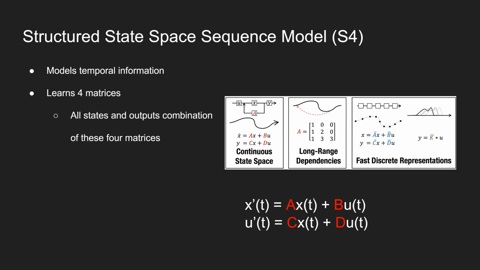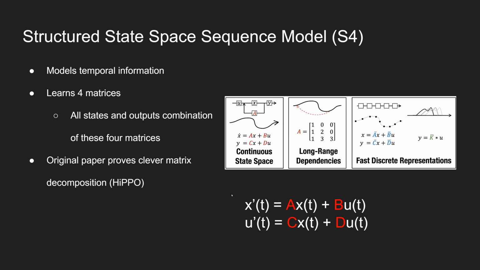So X refers to the state. So X of T is the state at time step T, and U is the actual signal at time step T. So they claim that any state is the result of the matrix A times the current state plus the matrix B times the current input signal. And similarly, the next output signal is C times the current state plus D times the current input signal.